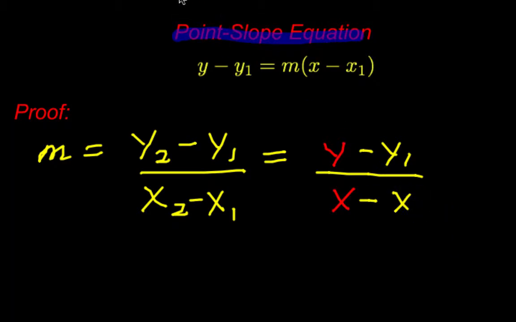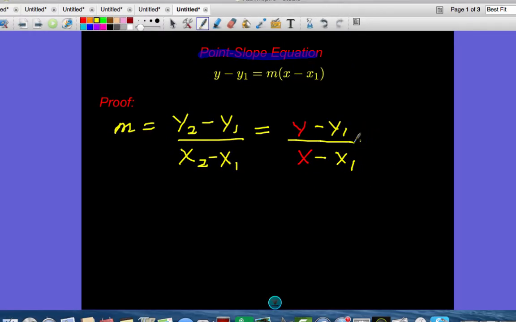And so what's going to happen here is now this is a general point in red here, and this is a specific point. And so what happens is they multiply each side of the equation. You're going to take this m, and it's going to get multiplied by the quantity x minus x sub 1. And both sides of the equation are going to get that.